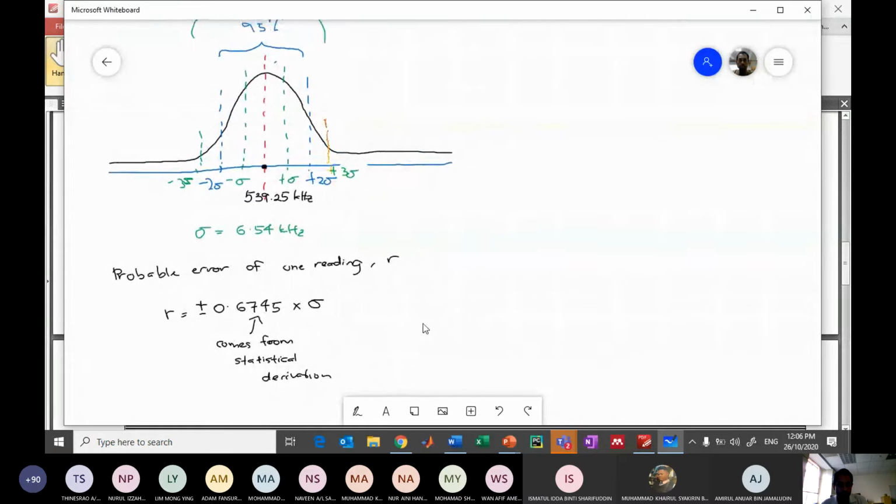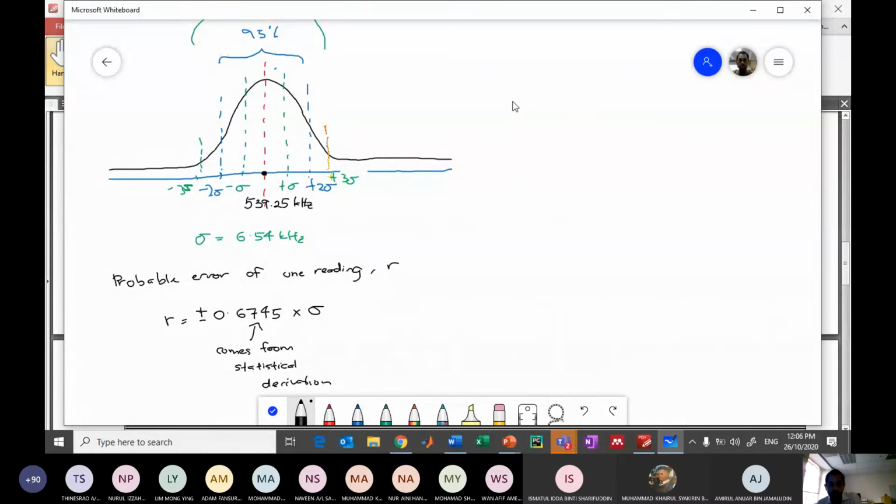So let me put it here. So r equals 0.6745 multiplied by the standard deviation, which is what was the value just now? 6.54. Yeah, 6.54. So I'm going to get the value of plus minus 4.41123. What is the unit? So the unit here is kilohertz. This one has no unit, so this one is also kilohertz. So this is the range of probable error for one reading. Bila you baca satu bacaan, dia punya range of error within plus minus 4.41123.